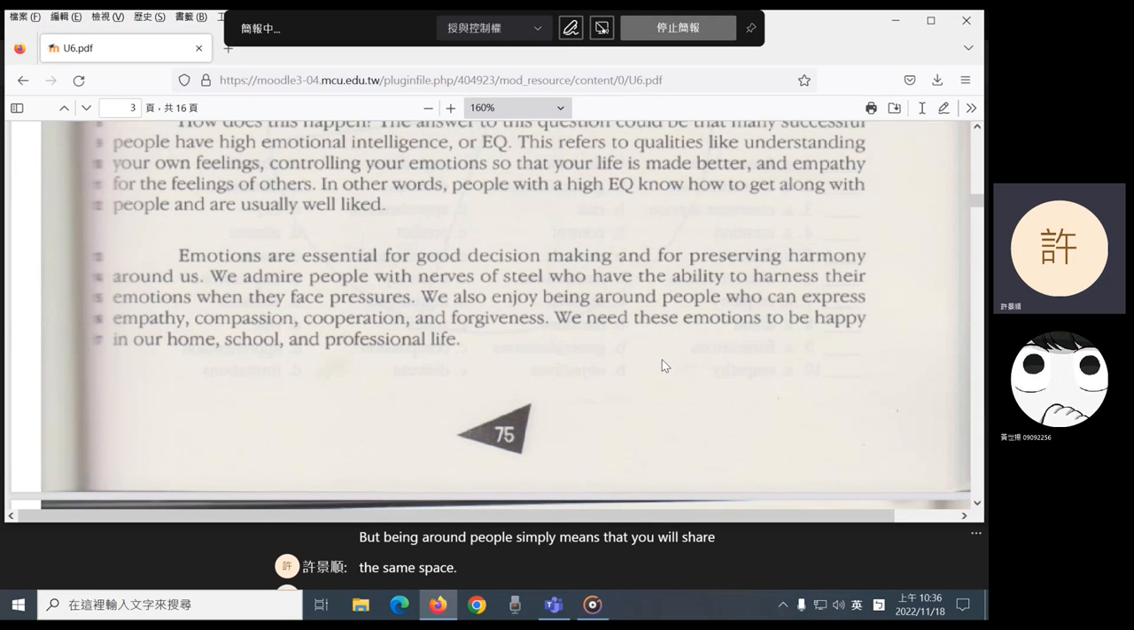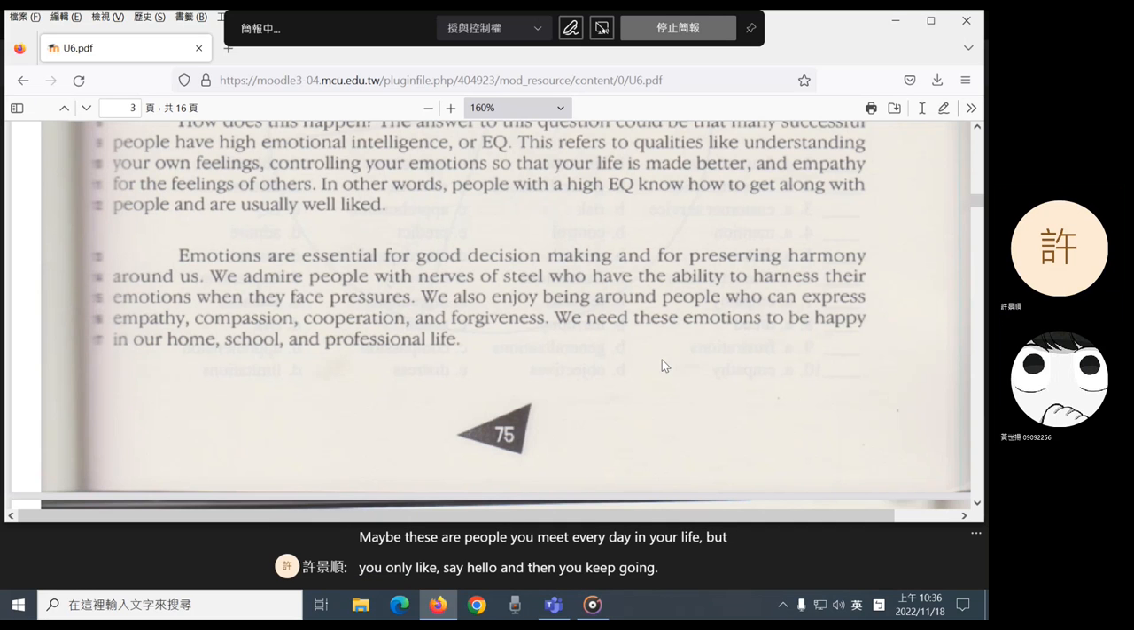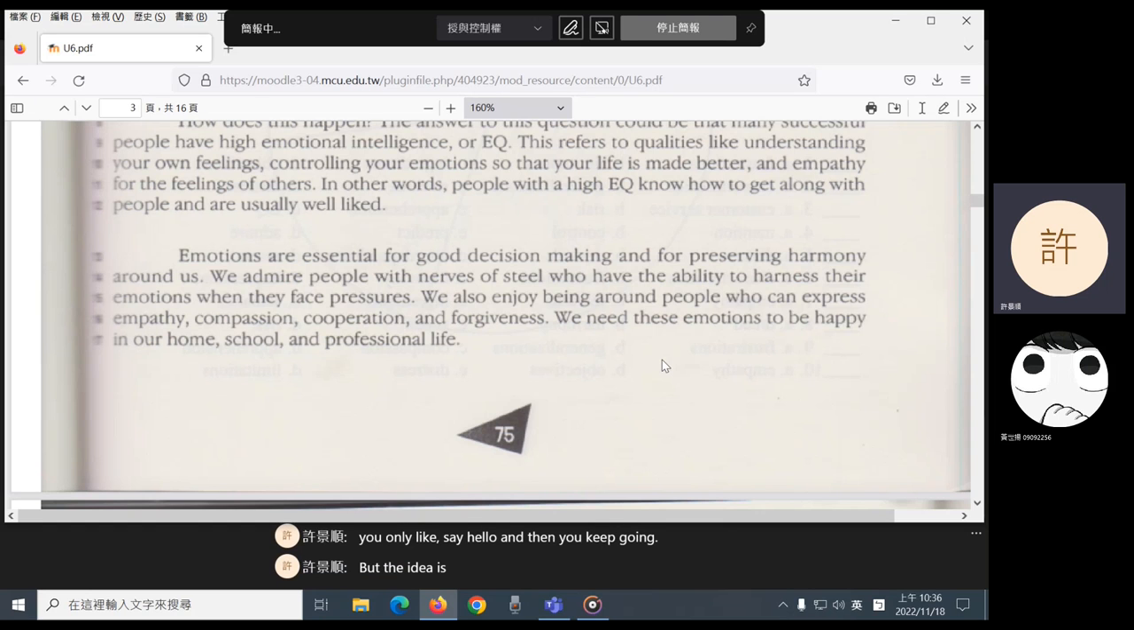Maybe you are co-workers who are working on different projects in the same room. Maybe these are people you meet every day in your life, but you only say hello and then you keep going. But the idea is that even these people that you're not working directly with, that you're only sharing the same space with, their energy will also be passed on to you. You can still feel their energy.